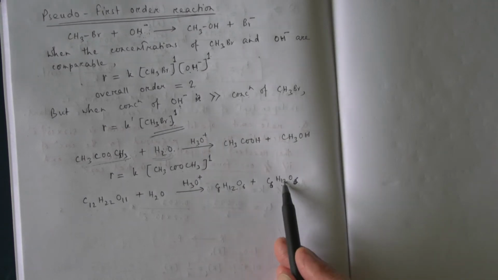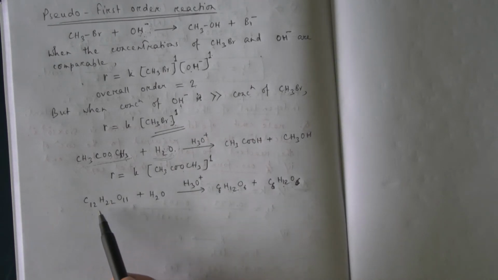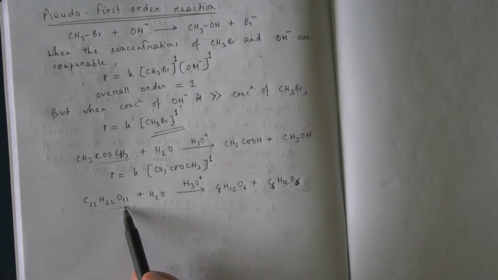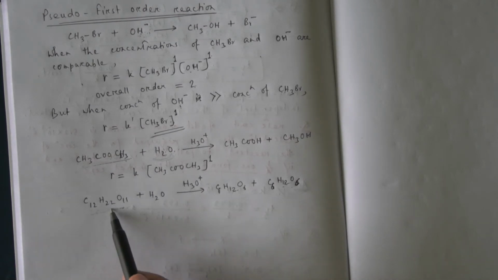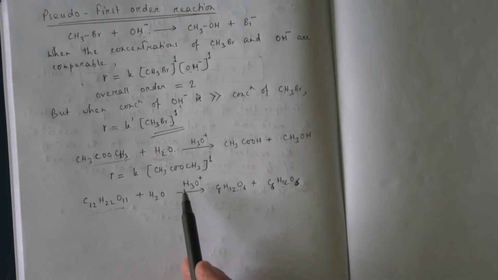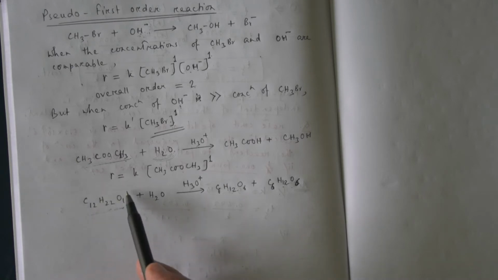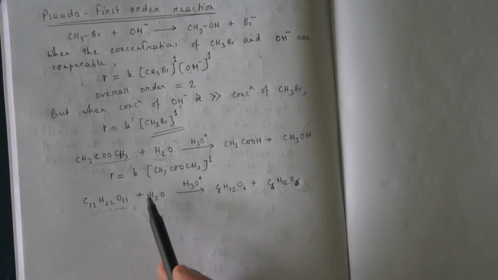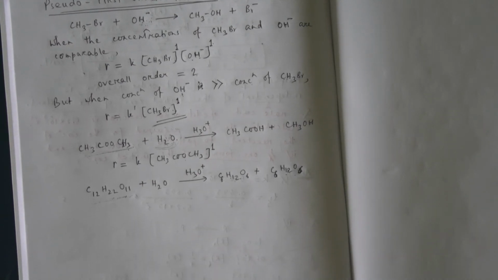Glucose, fructose. Okay? This is hydrolysis of cane sugar. This is sugar, the sugar we eat. Chemically it is called sucrose. And the reaction is known as hydrolysis of cane sugar. Again, this is first order reaction. Rate equal to K into concentration of this. Why? Because water is in large excess. Pseudo first order reaction.